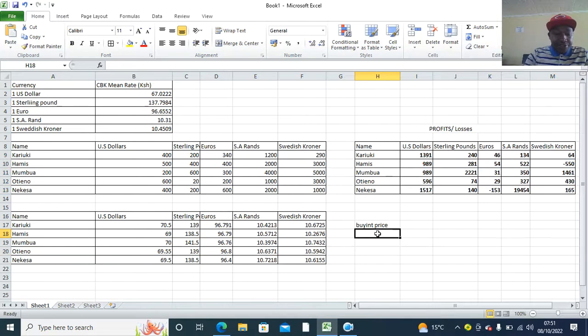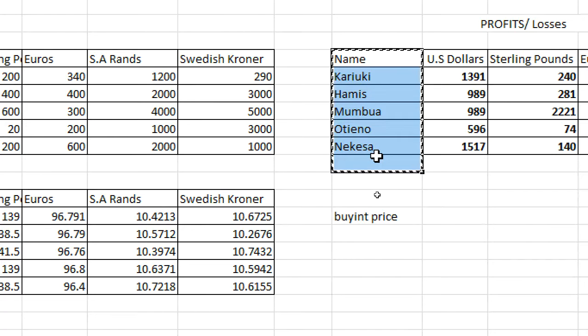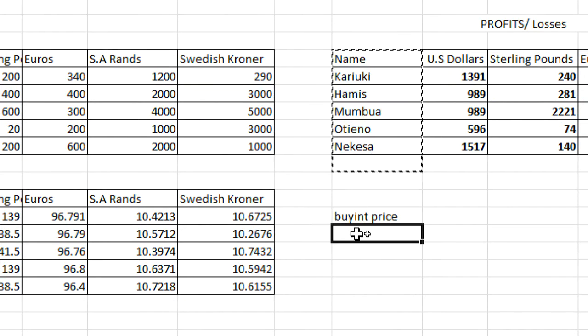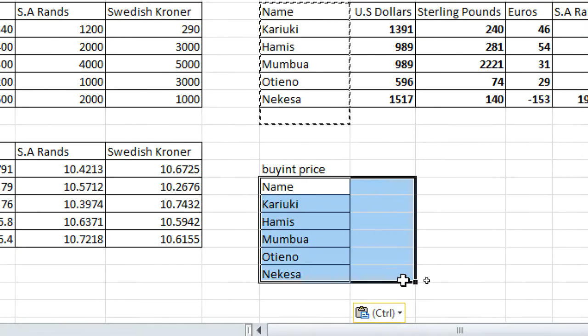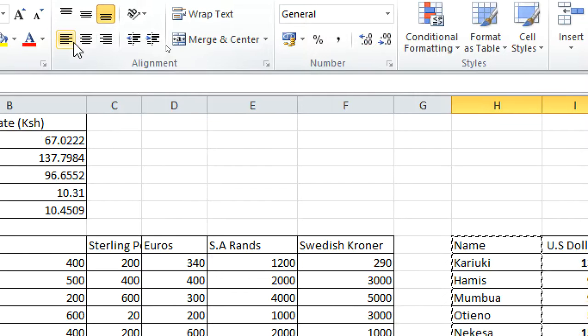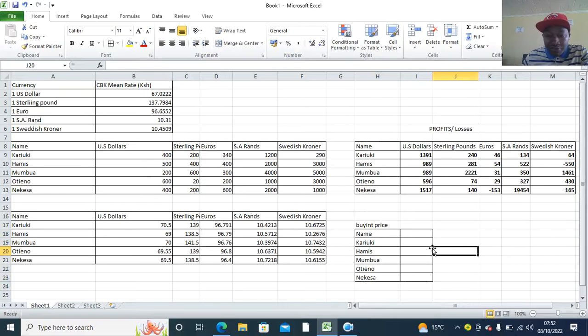So for the buying price here, you just have these guys. First of all, you can just copy the names, and then paste them here. You have the names. So we can just extend the borders. Just go to home and put borders for that case. So I need to have the buying price here. Can just denote it as BP.